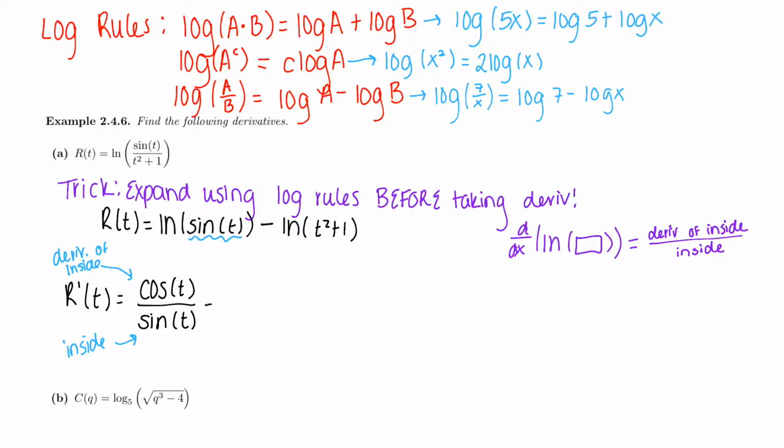And we can do that same thing for the next one. The derivative of t squared plus 1 is 2t. The inside is t squared plus 1. And that's my entire derivative.